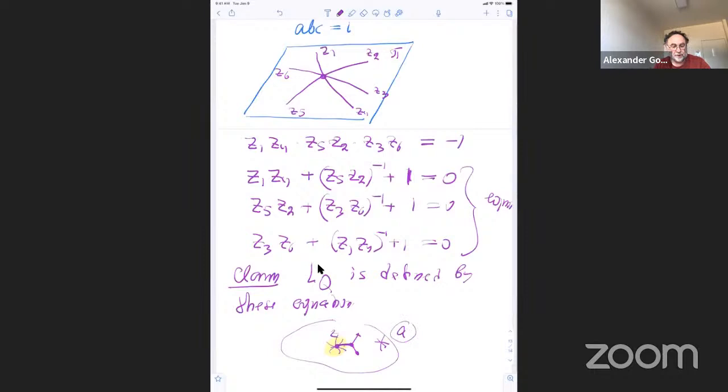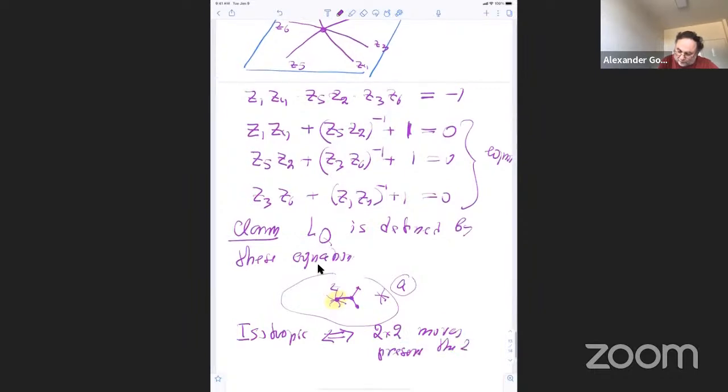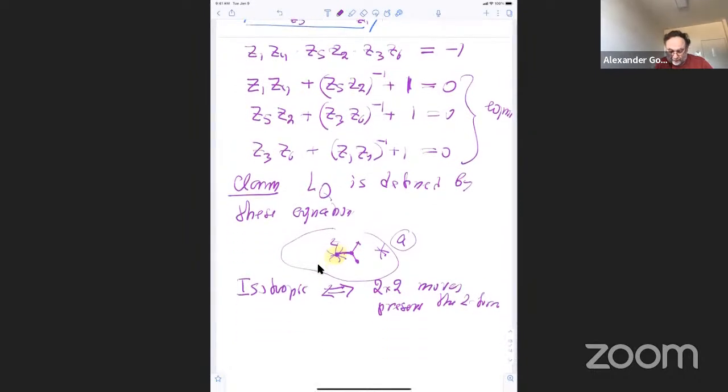So the main theorem is that it's actually isotropic, and the fact that it's isotropic is equivalent to, or reduces to, the fact that the 2 by 2 move preserves the 2-form. And so that's about it. So we drew the system of equations which defines this Lagrangian subvariety.